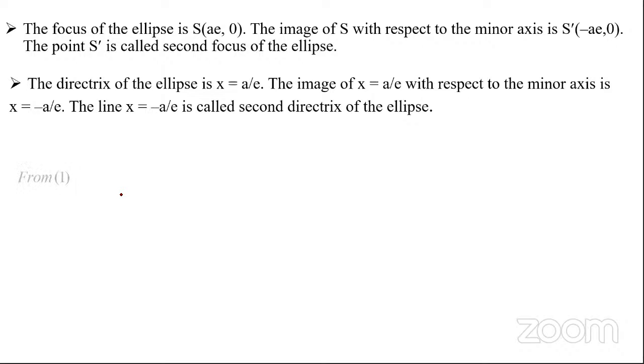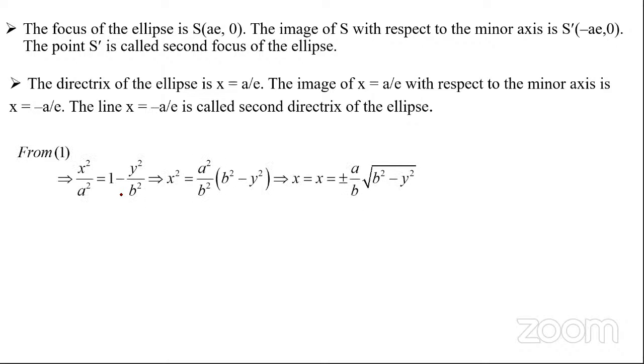Next, from equation 1, x square by a square equal to 1 minus y square by b square. That is, x square by a square plus y square by b square equal to 1. Solving for x, x square equal to a square by b square into (b square minus y square), then x is plus or minus a by b under root of b square minus y square.